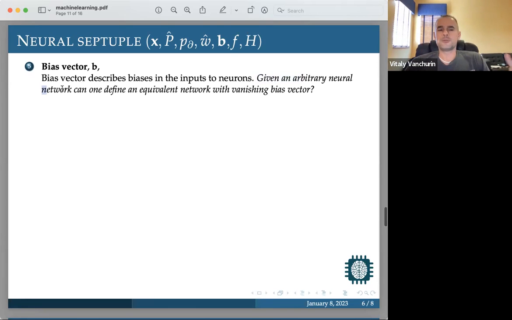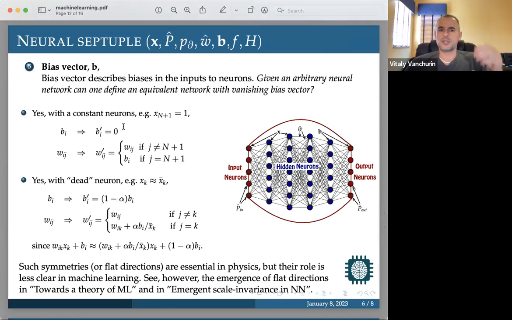So you have some neural network, maybe septuple, and can you define an equivalent network with vanishing biases, right? No biases. This is what I said. Yes, you can just set one neuron to be equal to 1, okay? And then change all of the previous biases to 0, B prime, and adjust all of the weights to be the same as they were before for all j's not equal to this n+1 neuron, and to equal to bi for all the j's that are equal to n+1.